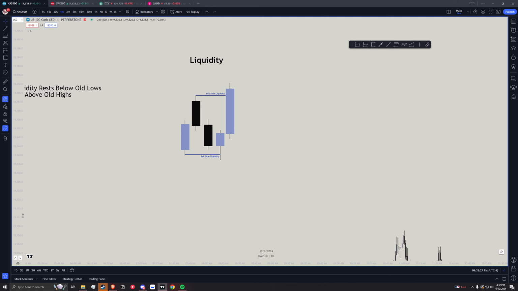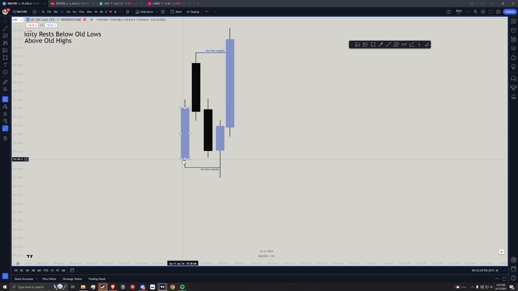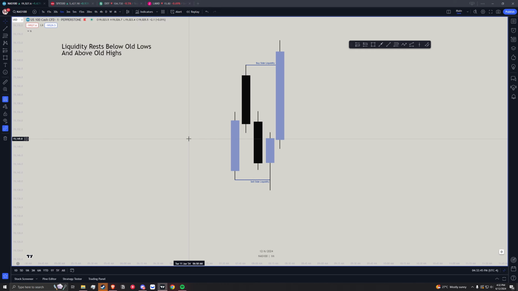If you look at a candlestick, we know that there's a body, the open and the close of a body. The open is where price opened, and the close is where price closed, and then we have the wick. This wick is where price has traded to, but is not where price closed or opened. So, below old lows is sell side liquidity, and above old highs is buy side liquidity.